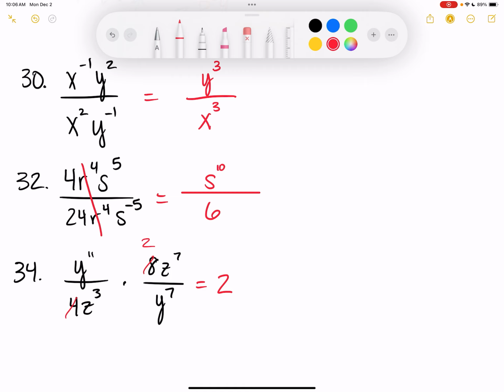Now I've got y to the 11th on top and y to the 7th on the bottom. Addition? No. This is where I say put it where it ain't, change the sign. I want to move the 7 from the bottom. It's positive, that means I need to subtract. Y to the 11 minus 7 is what? Y to the 4th. Now I've got z to the 7th over z cubed. What do I get when I do that? Put it on top, so the 4. Z to the 7 minus 3 is z to the 4th.